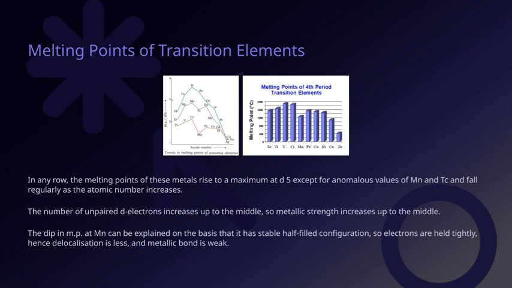However, an interesting pattern emerges in any row. The melting points generally rise to a maximum at d⁵. But here's the catch: manganese and technetium are exceptions, showing anomalous values. After reaching that maximum, the melting points tend to fall off regularly as the atomic number increases further. So, in summary, the melting points of transition metals are influenced by the electron configuration, particularly the number of unpaired d electrons, which directly affects the strength of metallic bonding.